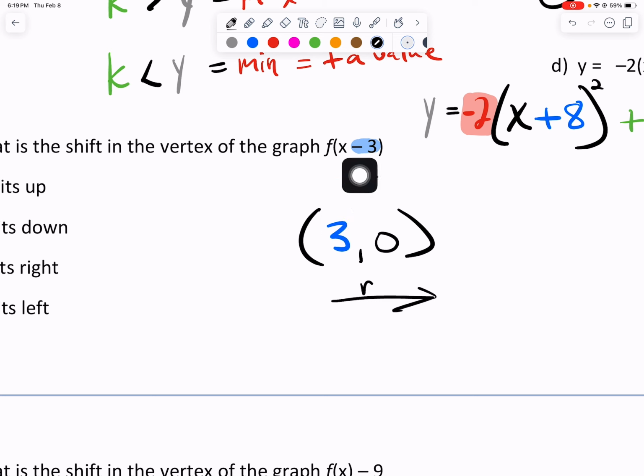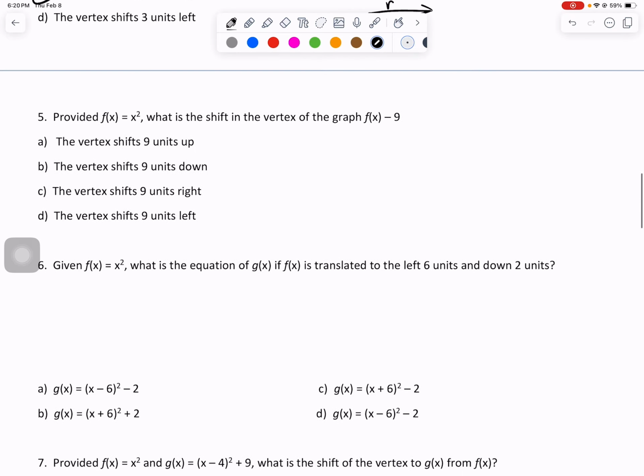If it's written here in a function type of form, when you write a coordinate here, it always is going to be flipped. And if you were giving it as a coordinate, you always have to flip it back. All right, we call that flip mode. Let's go. All right, number 5.